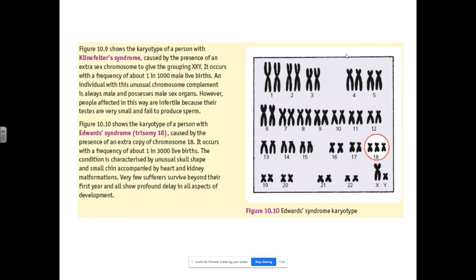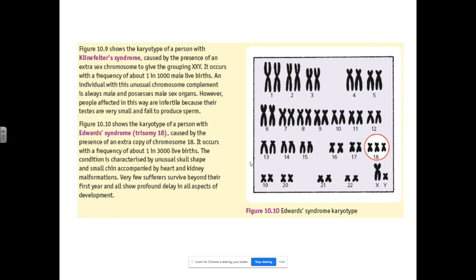We have Klinefelter's, which is XXY. So a higher proportion of men in prison have Klinefelter's than is in the general population. Klinefelter's can make you more aggressive. The phenotype for Klinefelter's tends to be male. However, you tend to be infertile because your testes are very small and they don't produce very good sperm.